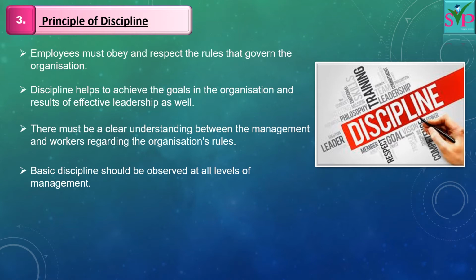See, in the organization, if all the activities are performed in a very disciplined way, by following the rules, then the goals can be achieved easily. Here, it is the responsibility of management to make the employees aware of the rules of the organization. And it is the duty of employees also; they must obey and respect the rules framed by the organization. And basic discipline should not be only for the lower level of employees, but for all levels of management, whether it is top level, middle level or lower level management. Discipline should be there at each and every level of the organization.